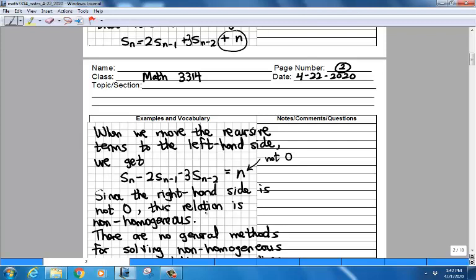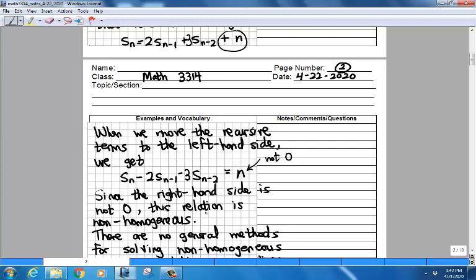Now, the method that I'm going to show you here is not going to be a very satisfying method. We are going to be able to solve this recurrence relation, but the method is not very satisfying because it's not very general. In general, you cannot solve non-homogeneous recurrence relations. There is no one method that will allow you to solve them. So that in general is a difficult problem.